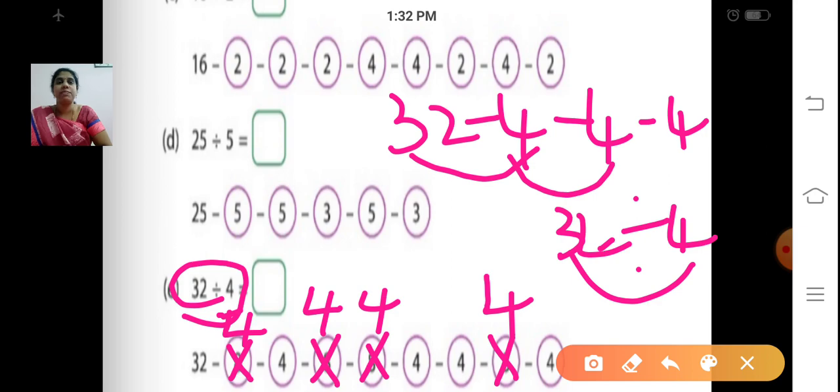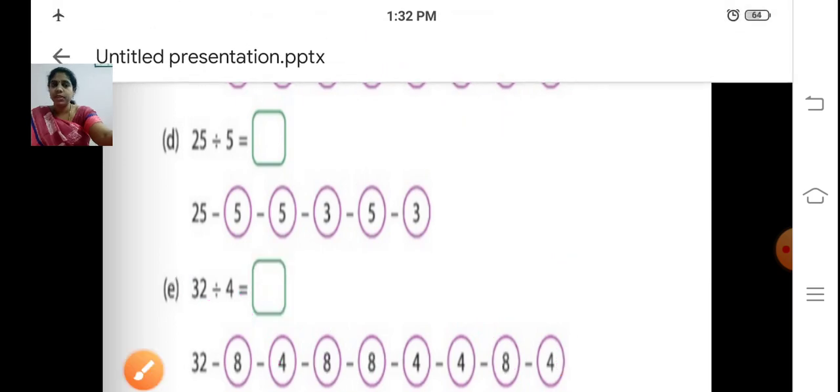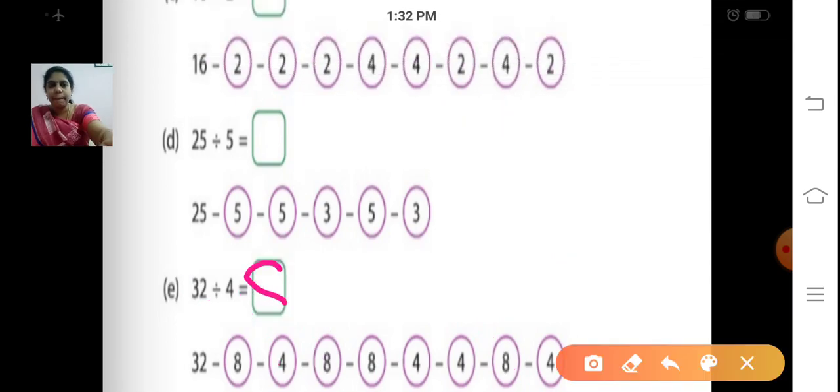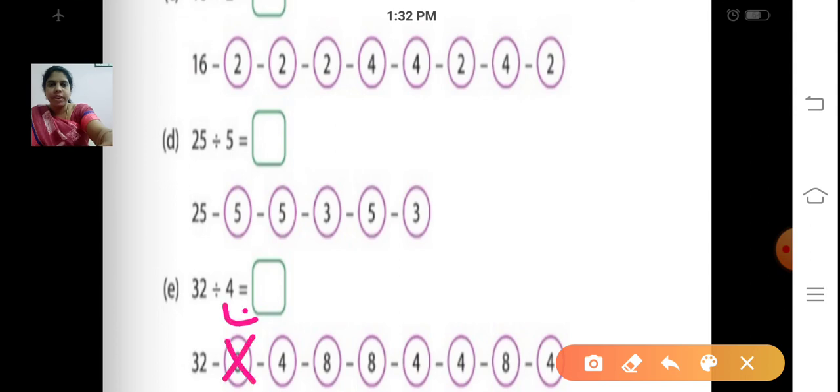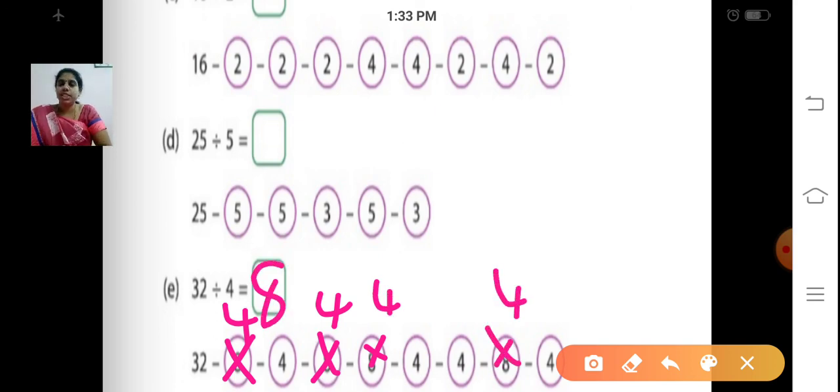Now tell me how many times they have subtracted 4. Count. 1, 2, 3, 4, 5, 6, 7, 8. So 8 fours are 32, isn't it? So write 8. What is the answer? Write down 8. So cross the 8 and write 4. So the answer is 8. So 32 divided by 4 is equal to 8.